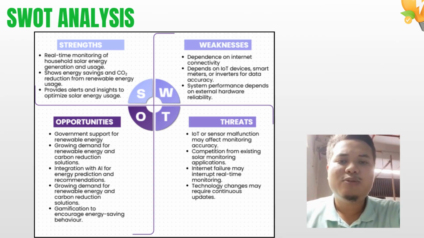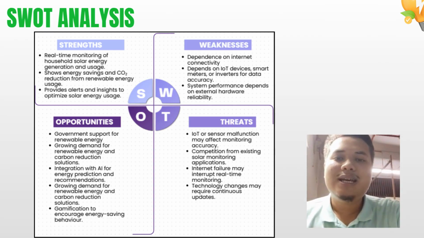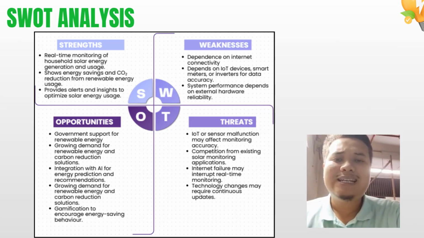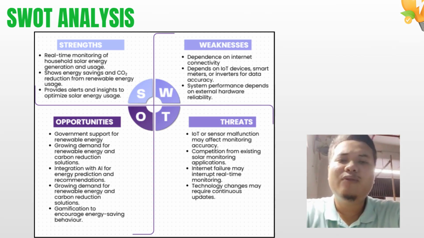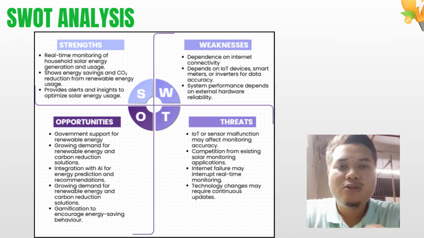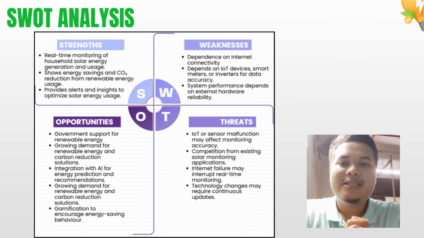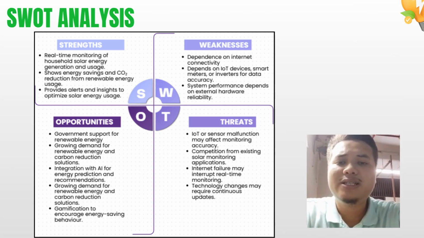By converting energy production into measurable environmental benefits, users can clearly understand how much they are saving on electricity costs while also contributing to a cleaner environment through renewable energy. In addition, the system provides alerts and performance insight. For example, if solar energy generation drops unexpectedly or the battery level becomes low, the system can notify users immediately. This insight helps users detect problems early, reduce maintenance costs, and improve the overall efficiency of the solar system.